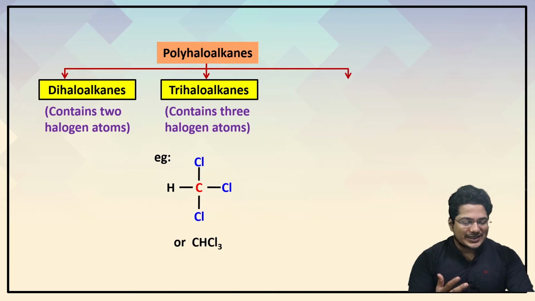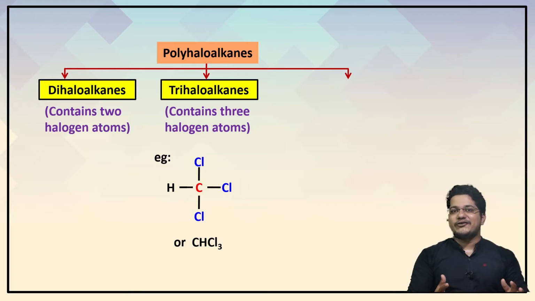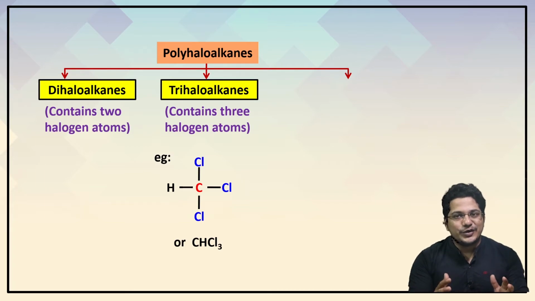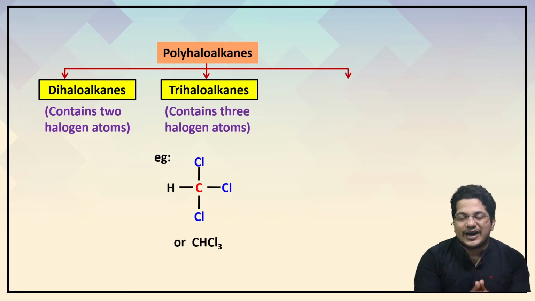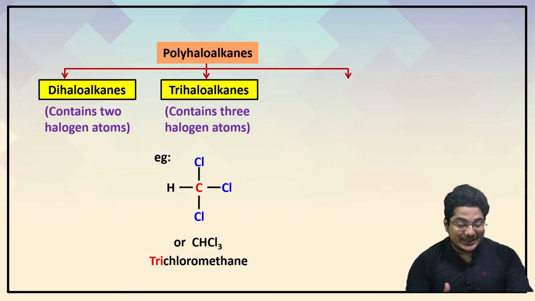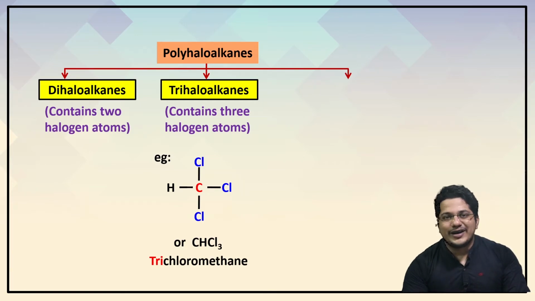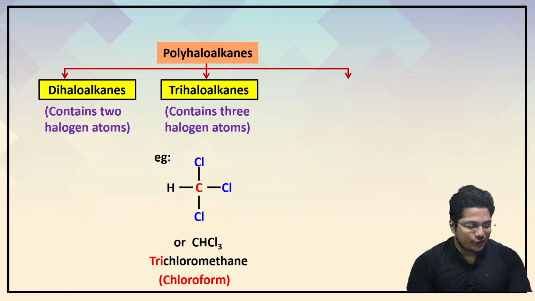Over here, this compound, which is CHCl3, is an example of a trihalo compound. Why is it a trihalo compound? Because you would definitely say that over here I have 3 halogen atoms within the same molecule. Next, so CHCl3 is referred as trichloromethane, or it's also referred as chloroform.